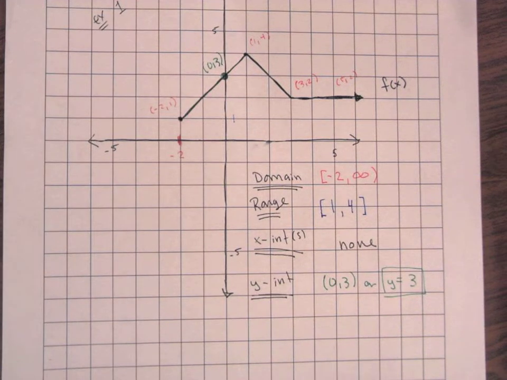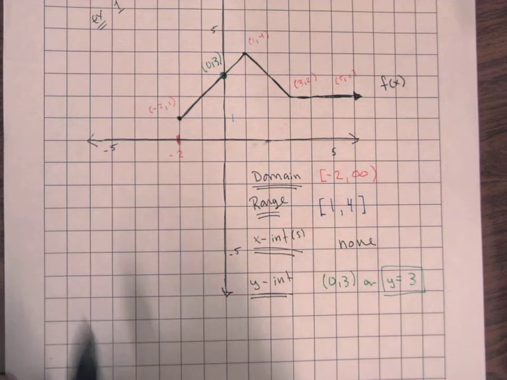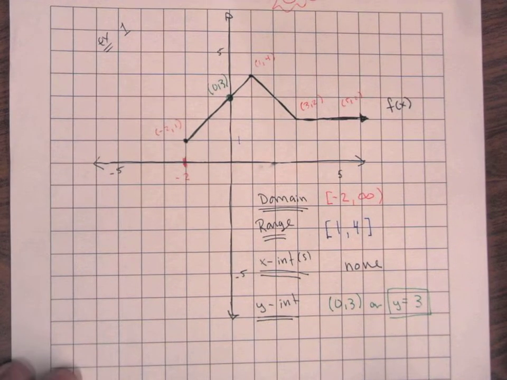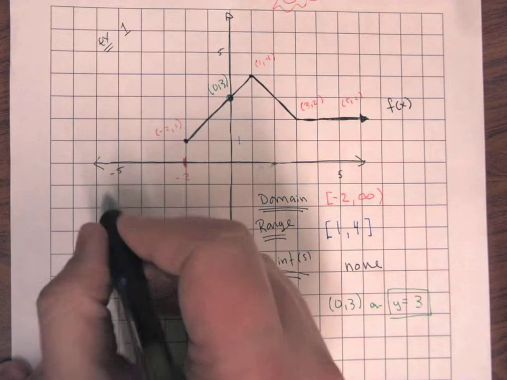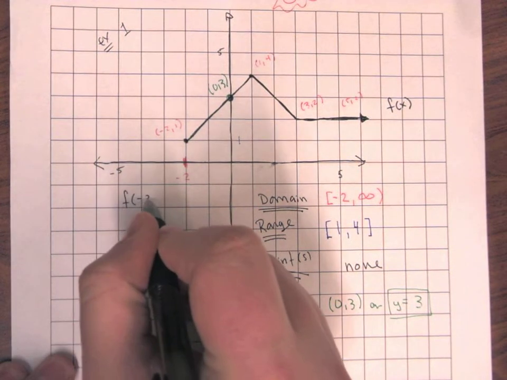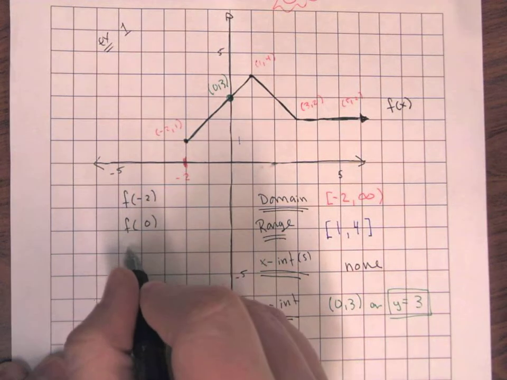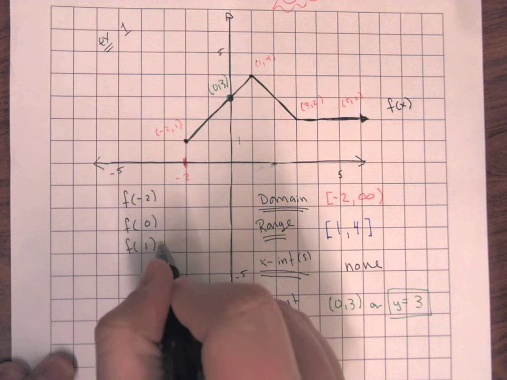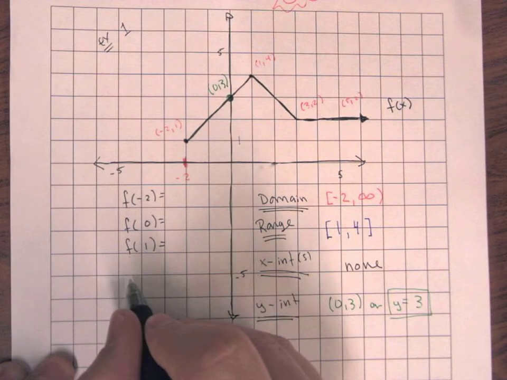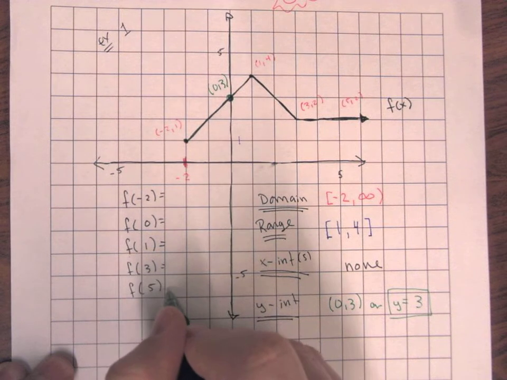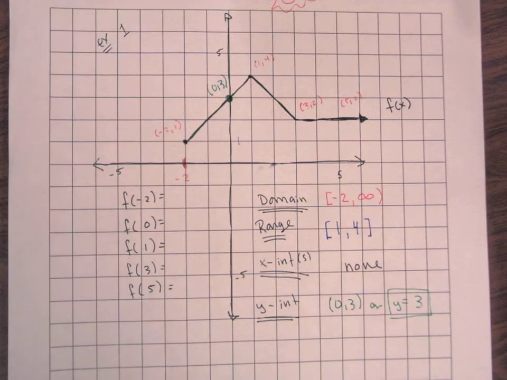So the last thing in 2.1, the last information we're going to get from this graph is a couple different function values. I'll write these over here so we can still see everything. I'm just going to list a handful of semi-random values, and then we'll use the graph to find them. So let's say f of negative 2. Let's do f of 0. Let's do f of positive 1. Let's do f of 3. Let's do f of 5. So that's 5 points, right?